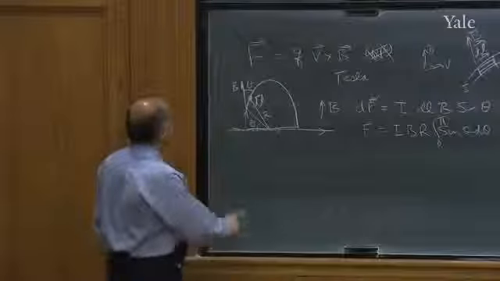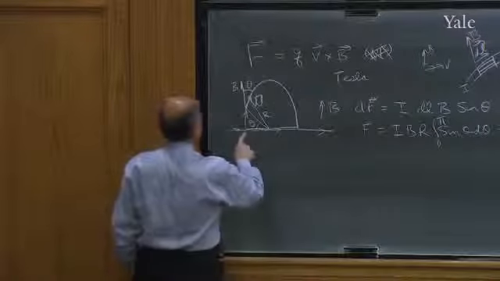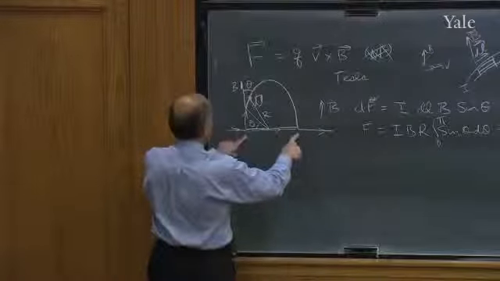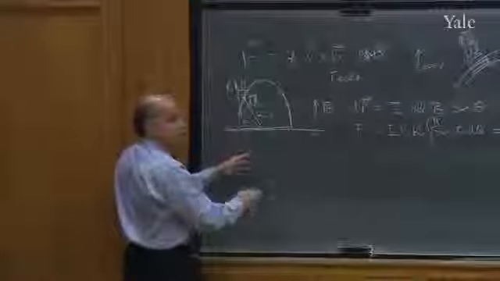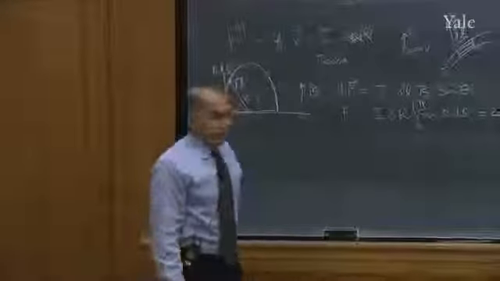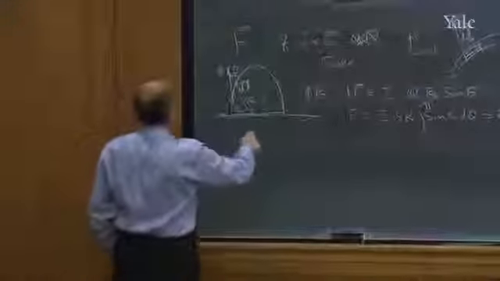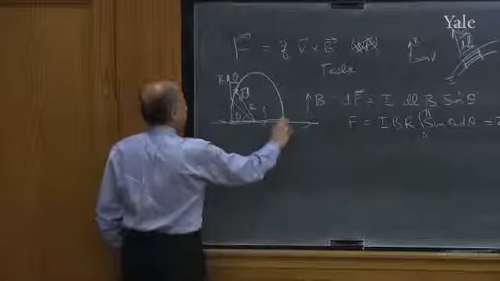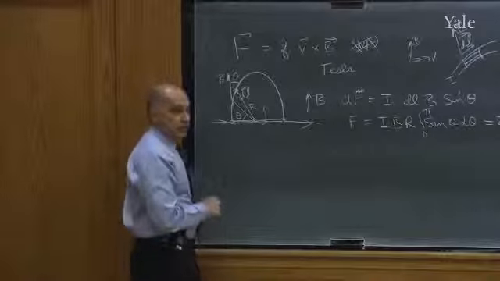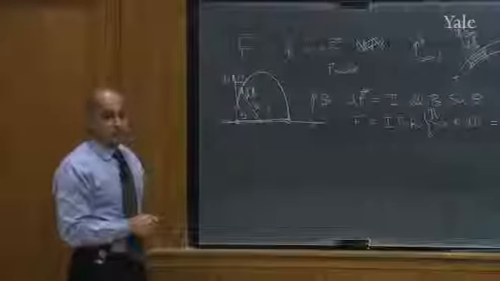In other words, if the current, instead of going around like this, had gone straight from here to here, it would have a length 2R. B is this way, perpendicular. Take the cross product, you will get the same force. In other words, the force on the curved segment between 2 points is the same as the force on the straight segment joining the 2 points. This happens to be universally true in a uniform field.